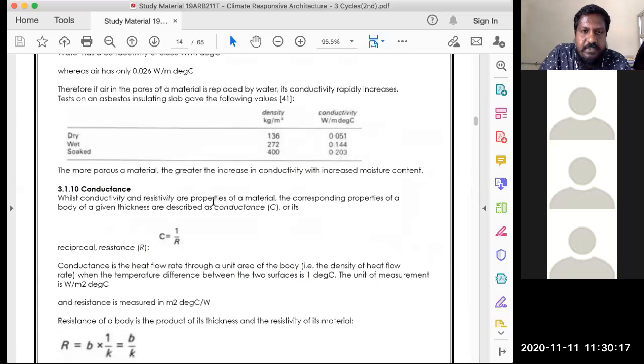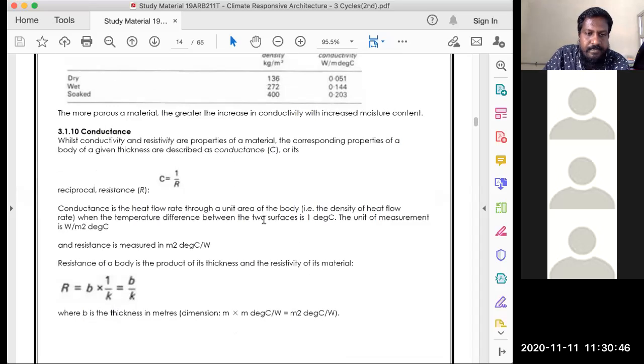Conductivity and resistivity are the properties of a material. The corresponding property of a body of a material of given thickness is described as conductance. So what they try to say here is that the conductivity and resistivity, along with thickness, affect the conductance. And conductance is again the reciprocal of resistance. Conductance is the opposite of resistance.